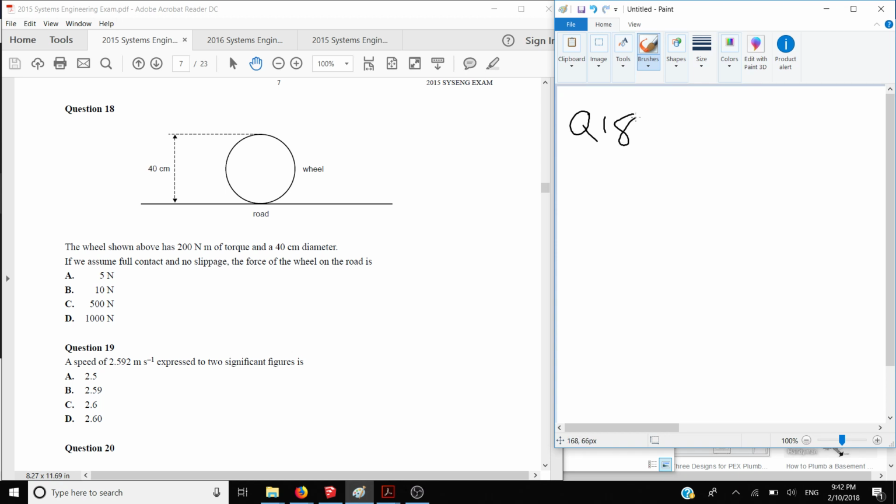Question 18. All right, I like this question too. The wheel shown above has 200 Newton meters of torque, and it's got a 40 centimeter diameter. If we assume full contact and no slippage, the force of the wheel on the road is, okay, so we know the torque. We don't know the force. We do know the diameter of the wheel.